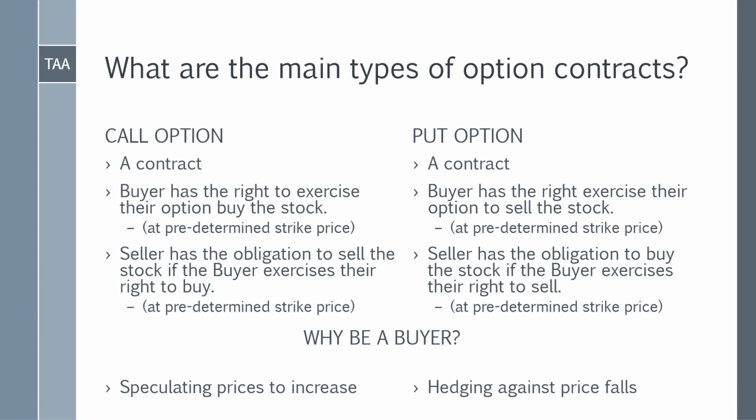Now we'll be going into the two main types of option contracts. That's the call and put options, and we'll go through their definitions. The first is the call option. Obviously, it is a contract, it is a derivative, and here the buyer has the right to exercise their option to buy a stock at a predetermined price. The seller has the obligation, so they have no choice but to sell the stock if the buyer exercises the option to buy. So if the buyer chooses to buy the stock, the seller has to sell it to them. Versus if the buyer does not choose to buy the stock, the seller is left with the stock.